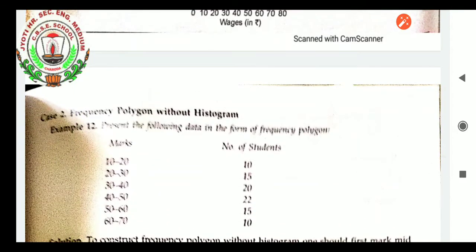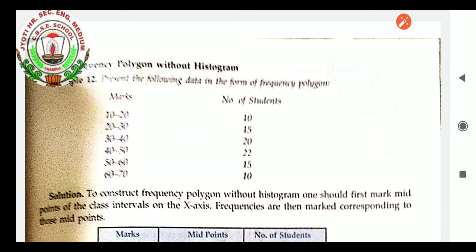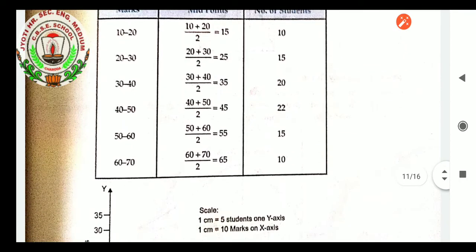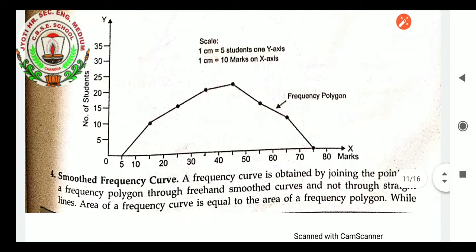Frequency polygon without histogram. Represent the following data in the form of a frequency polygon: student marks, number of students, 10 to 20 and so on. You can do it the same way. Take the midpoint. How do we take it? 10 plus 20 divided by 2, 15. This is how we get the midpoints. From the midpoints, we can connect them and draw the frequency polygon.